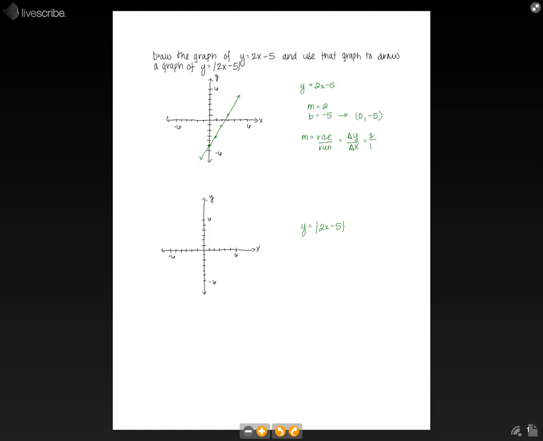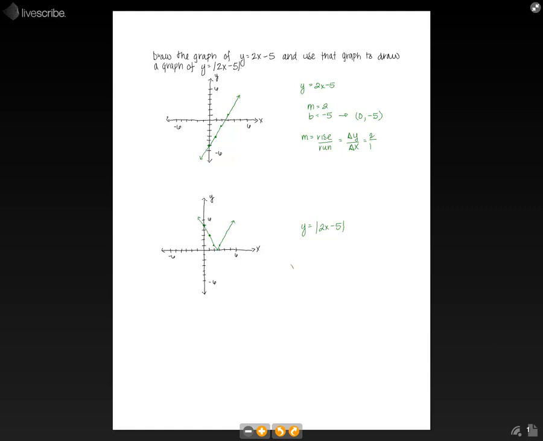So 0, negative 5 is going to become 0, positive 5. And then 1, negative 3 is going to become 1, positive 3. 2, negative 1 is going to become 2, positive 1. So if we connect those dots till we get to 0. Now all of the other points can stay where they are since they're already positive. So 3, 1 is still in the correct place, and so are all the points above it. So that part of the graph is going to stay the same.